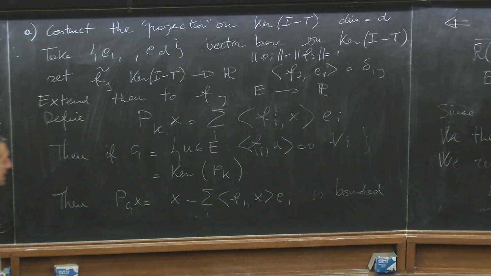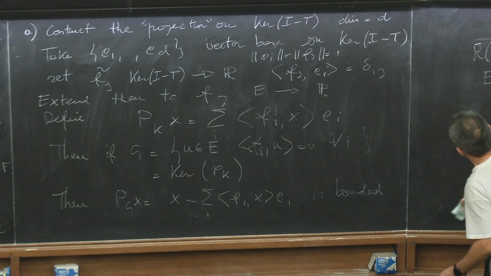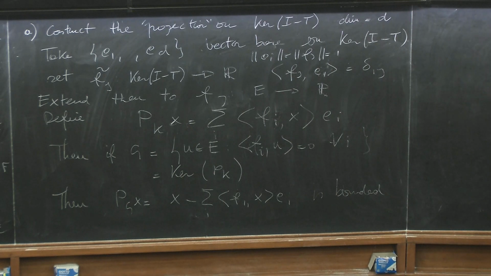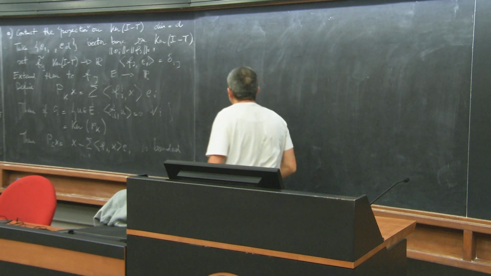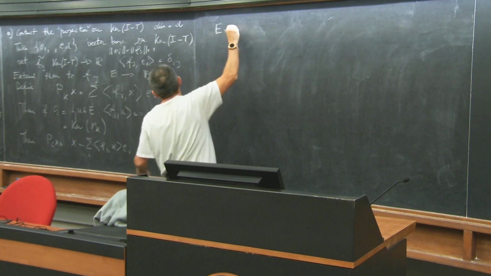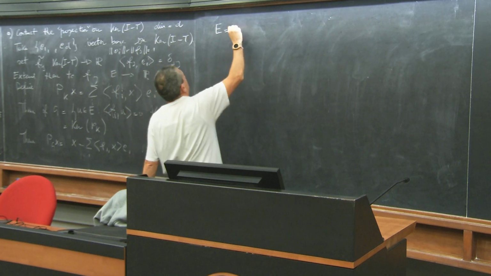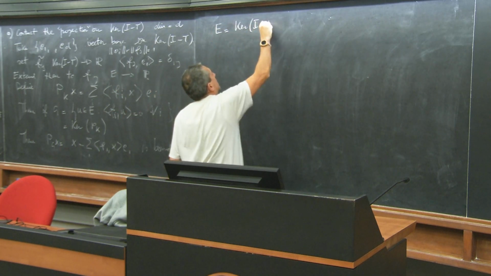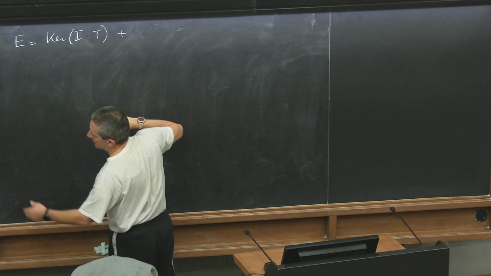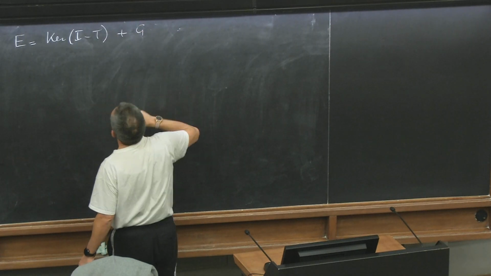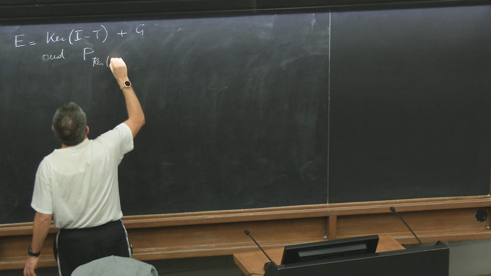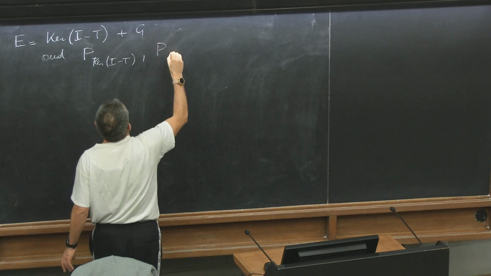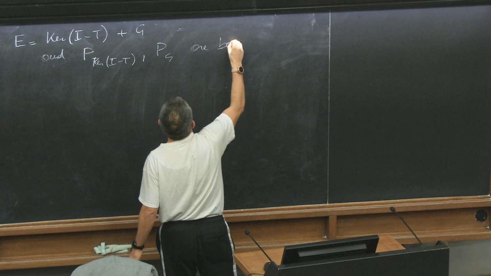So what I can say here is that this is sometimes expressed by saying that E is the topological sum of two vector spaces. So E, in this example, we have the kernel of identity minus T, and then we have this space which I call G, and P over the kernel of identity minus T, and P over G are bounded operators.